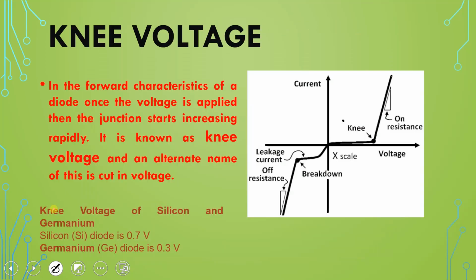Now, first of all, knee voltage. What do you mean by the knee voltage? This is the knee point. In the forward characteristics of a diode, once the voltage is applied, the current starts increasing rapidly at a certain point. It is known as knee voltage, and an alternate name for this is cut-in voltage. Knee voltage for silicon is 0.7 volt and for germanium it is 0.3 volt. So this is the knee voltage.